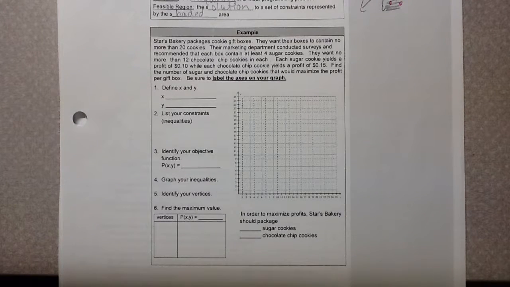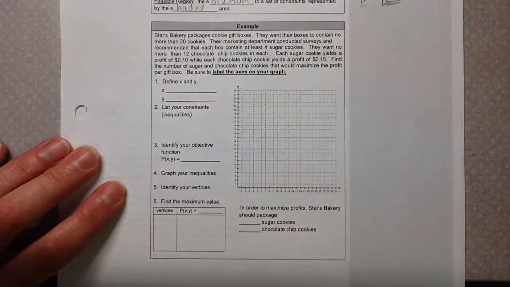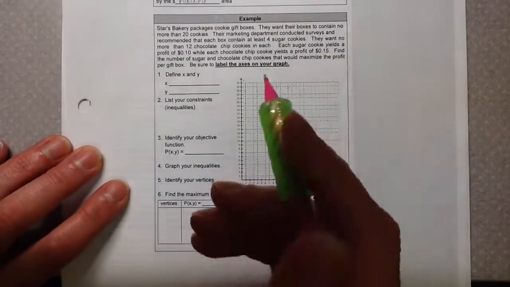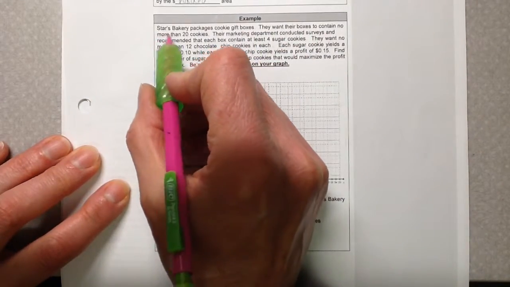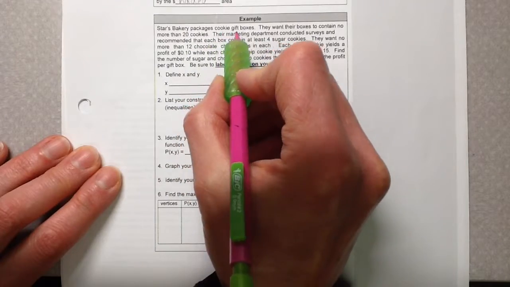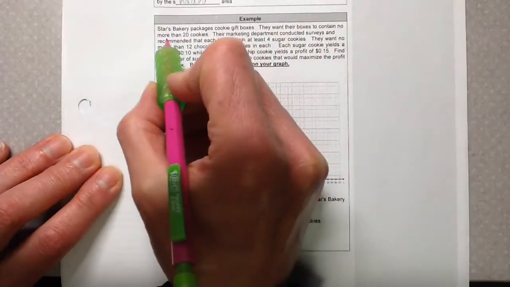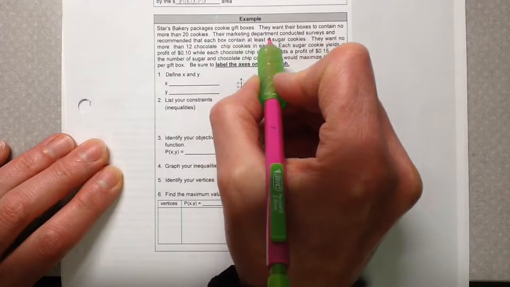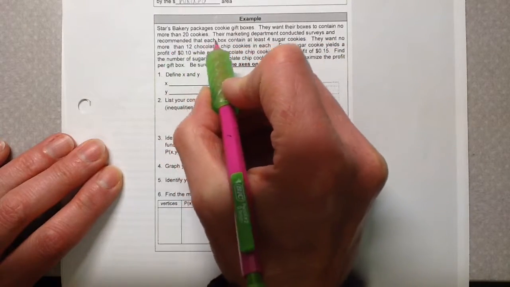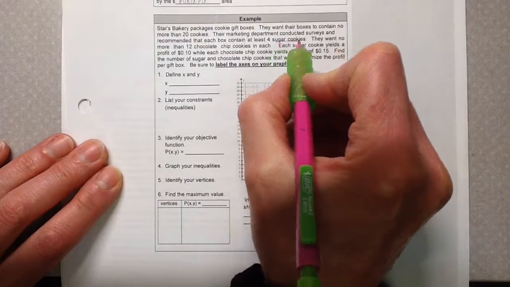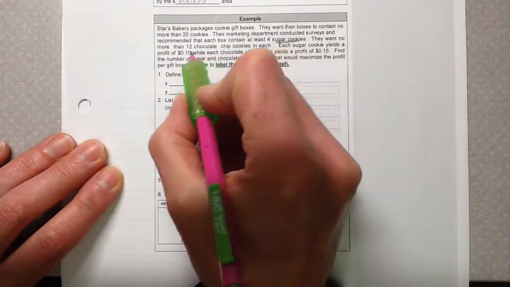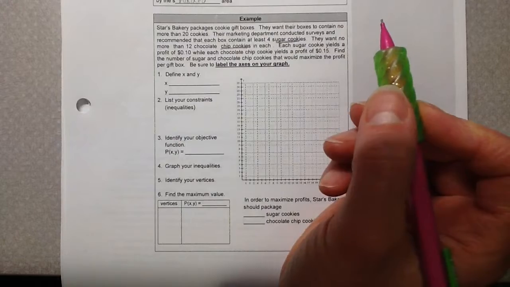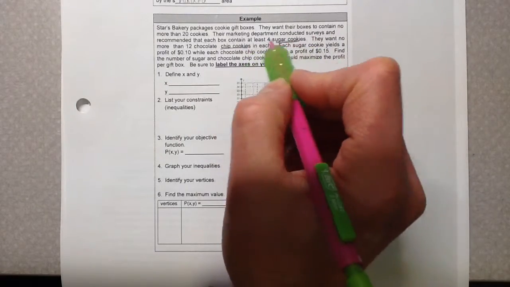Now what we're going to do, in addition to graphing linear inequalities, is come up with the linear inequalities from a story problem. So you want to take this apart piece by piece. Step number one is identify an x and a y, because that's what you're going to use to write your inequalities. As I read this story problem: Star's Bakery packages cookie gift boxes. They want their boxes to contain no more than 20 cookies. The marketing department conducted surveys and recommended that each box contain at least 4 sugar cookies, and they want no more than 12 chocolate chip cookies. So that tells me those are my 2 items that are in my box.